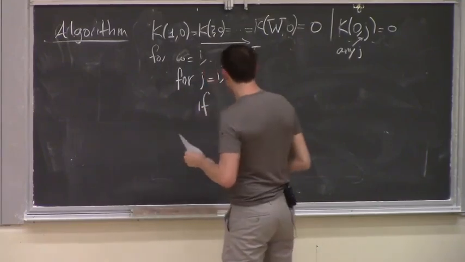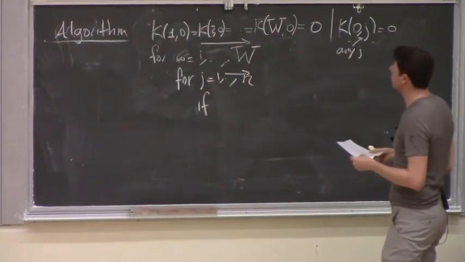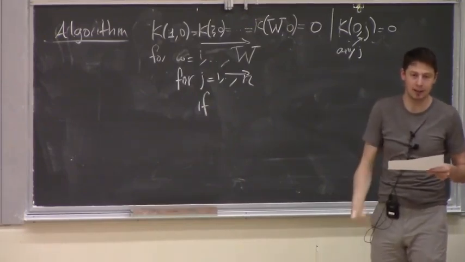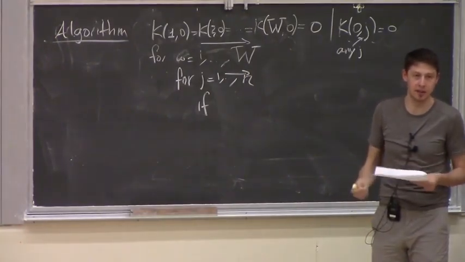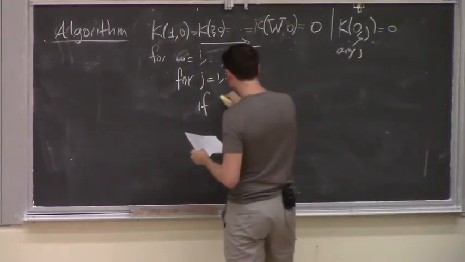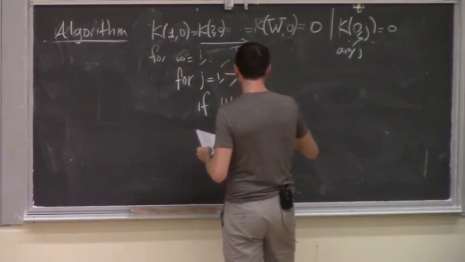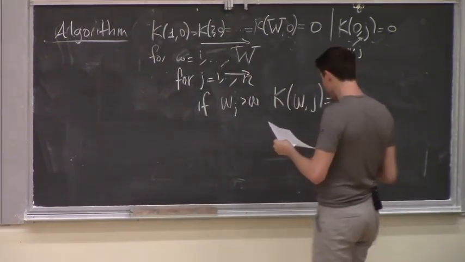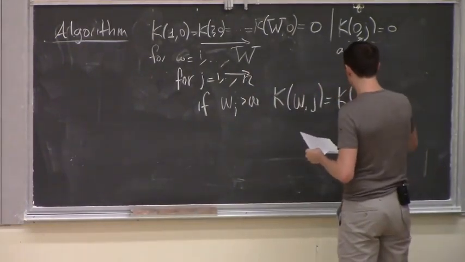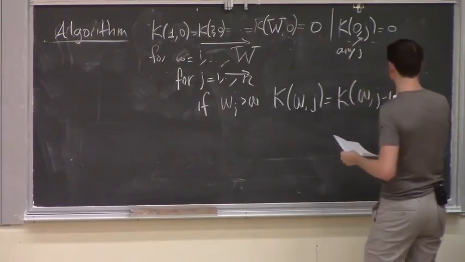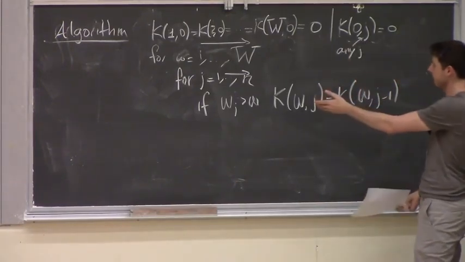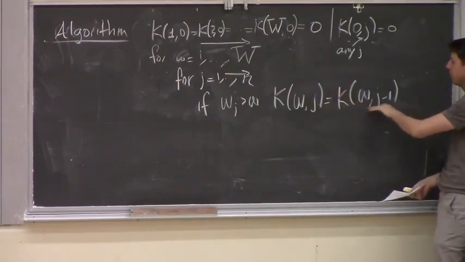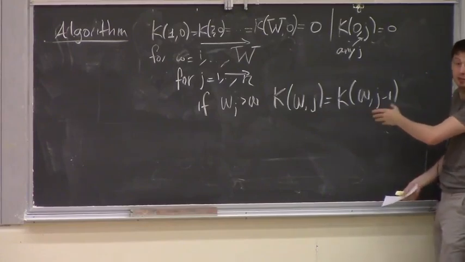Now, just like before, if we pick up something that will make us go sub-zero capacity, we should discard it. So if w_j is greater than w, then I'm just going to set K(w,j) to be K(w,j-1). In saying I'm picking up something, it doesn't fit anyway, so just don't pick it up. Just do the best you could have done without it. Anyway, it doesn't fit.